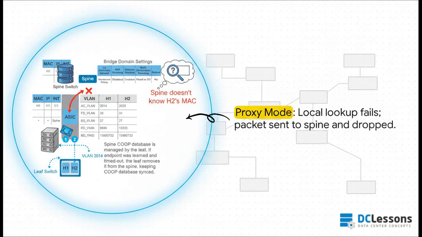Now, you might think this changes things, right? But in proxy mode, nope. The forwarding logic is exactly the same. The leaf only cares that it doesn't know the destination MAC. It forwards to the spine, which also doesn't know, and the packet gets dropped. The different VLANs don't even factor into the decision.